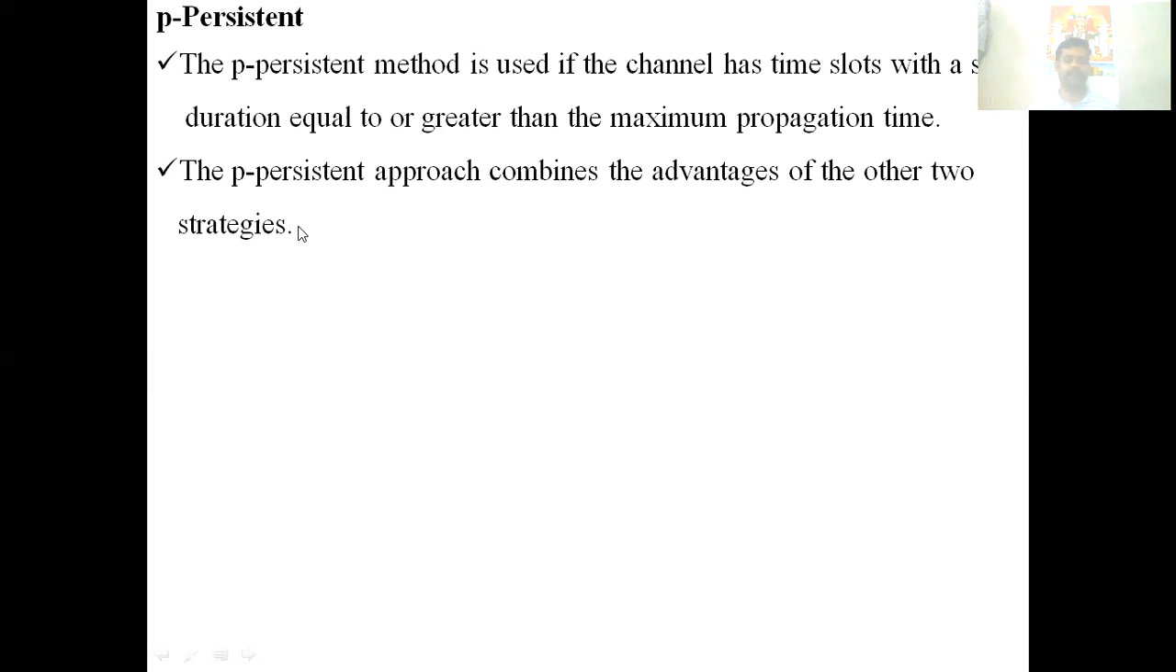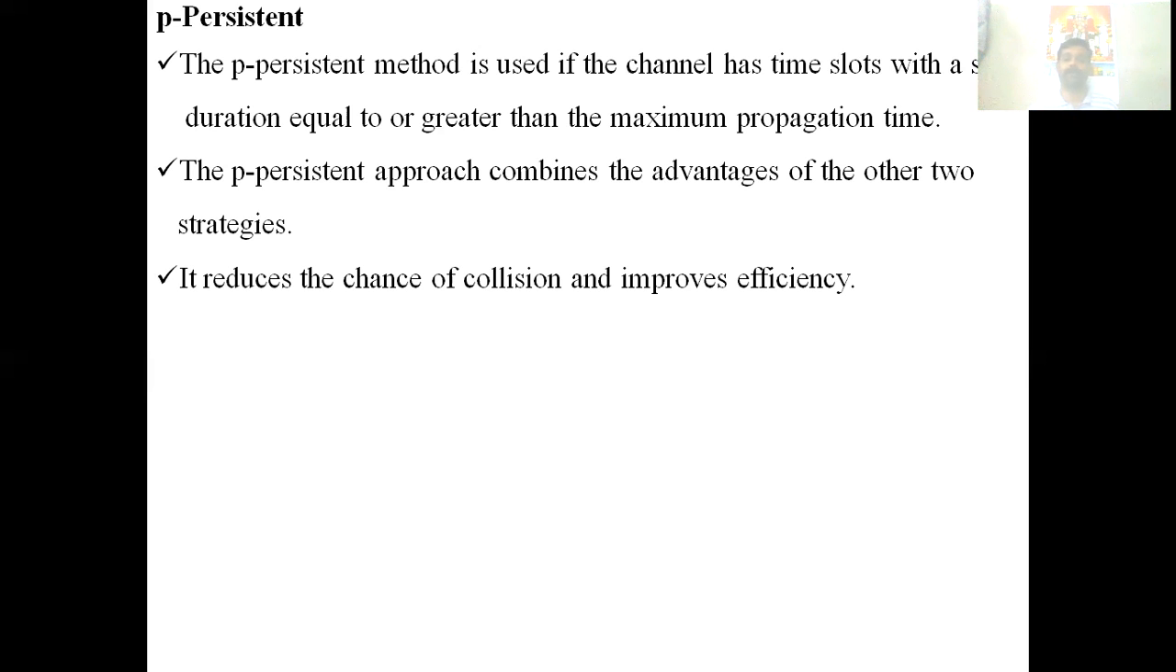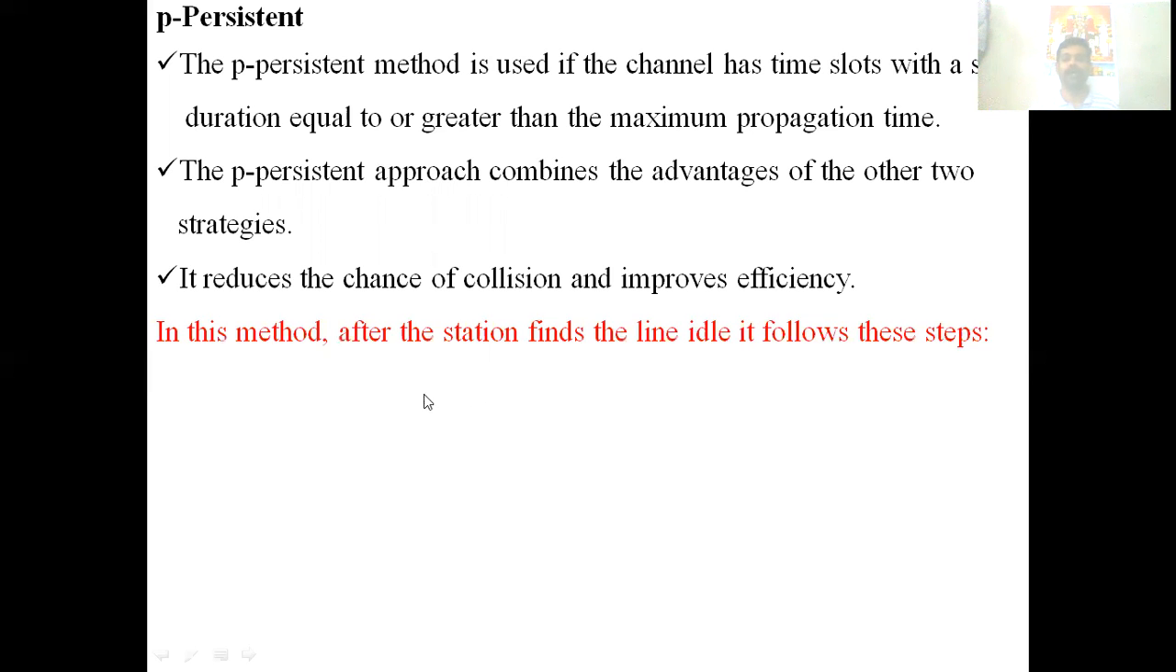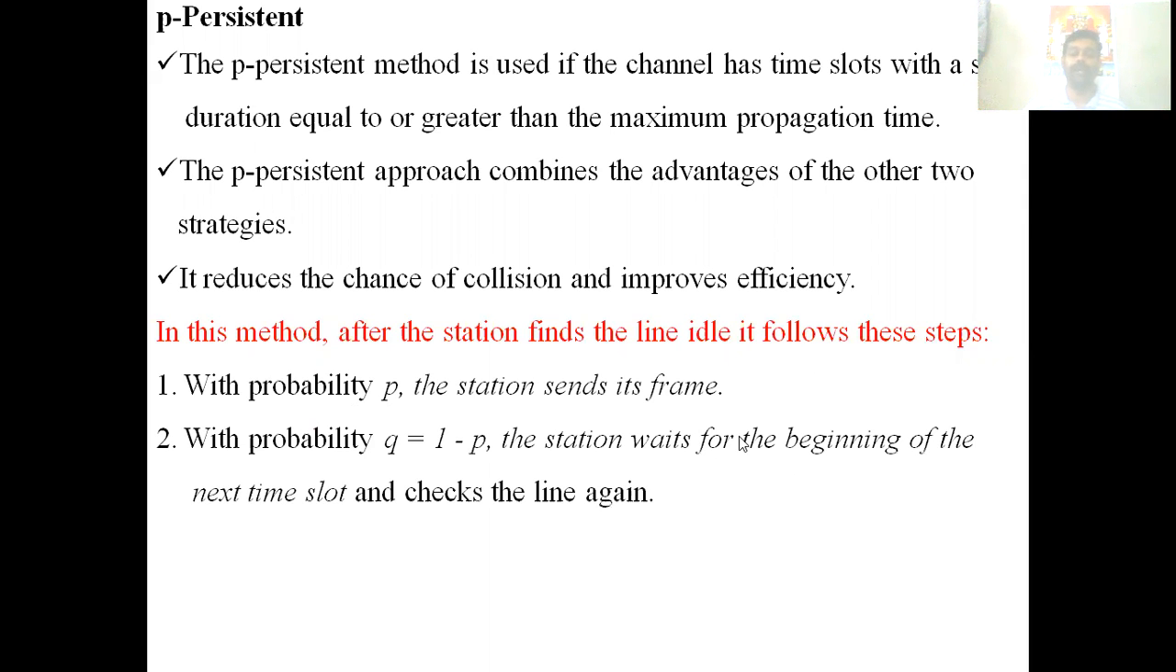The P persistent method combines the advantages of the other two strategies, that is the one persistent method and the non-persistent method. It reduces the chance of collision and improves the efficiency. In this method, when the station finds the line idle, it follows these steps. With a probability P, the station will send its frame. With a probability Q equal to 1 minus P, the station waits for the beginning of the next time slot and checks the line again.